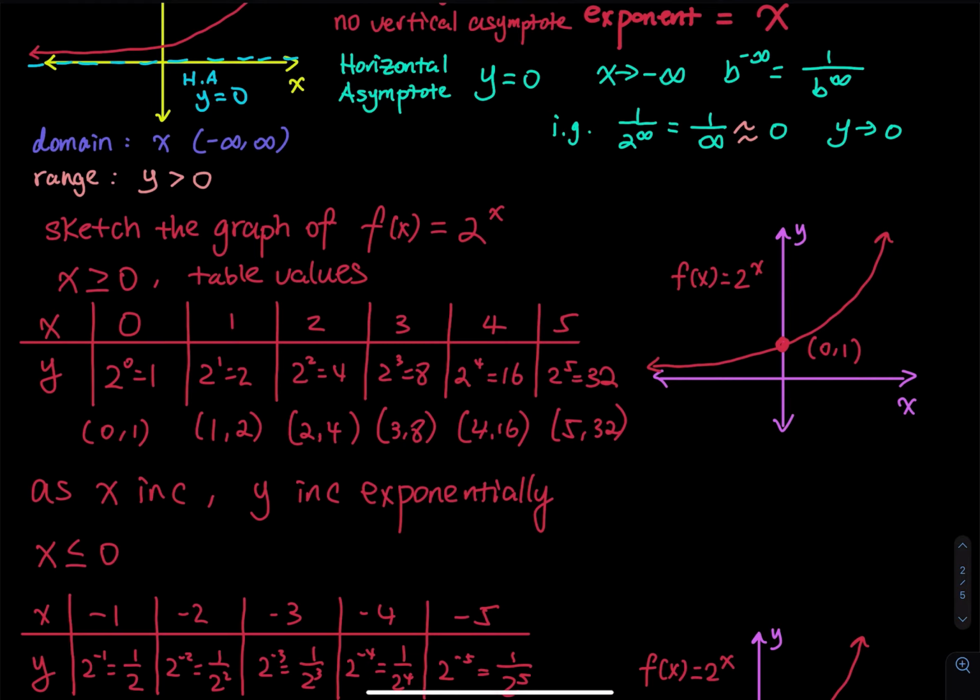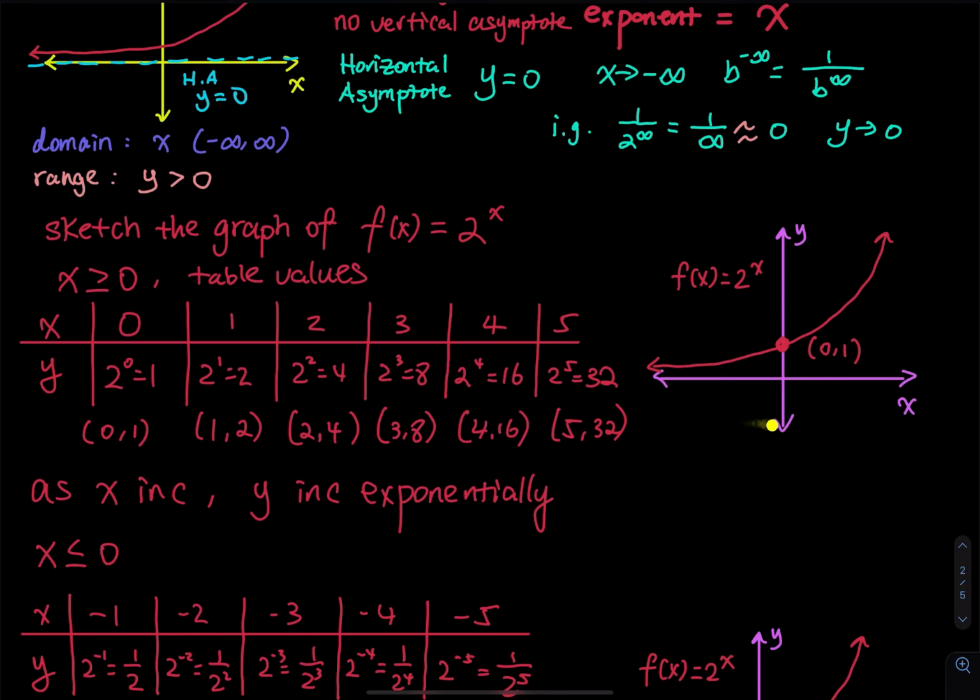And then as you can see, if you keep multiplying 2 by itself many times, the y value is getting bigger and bigger and bigger, right? So as x goes up, y goes up. So you have (0, 1), (1, 2), (2, 4), (3, 8), (4, 16), and (5, 32). So when x is 0 or above, you can see that y is getting bigger and bigger, right?